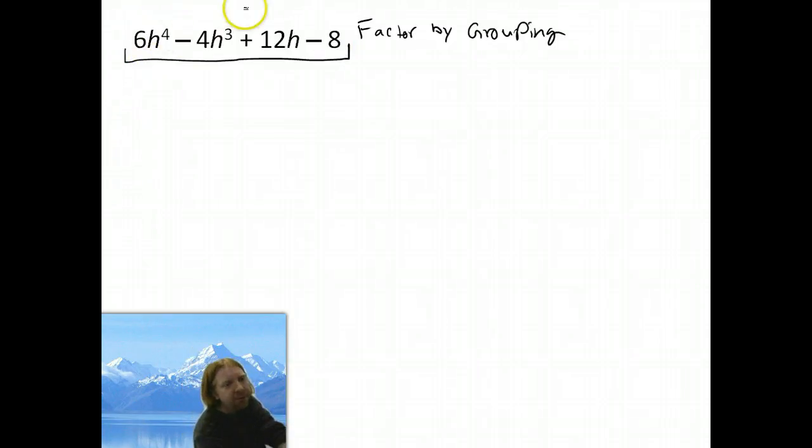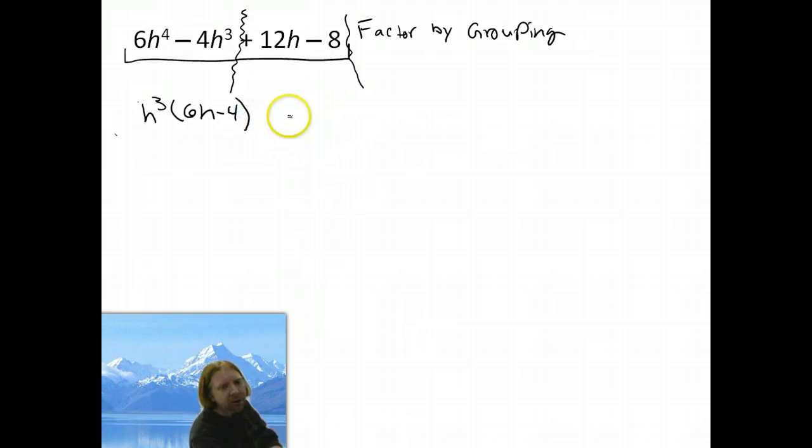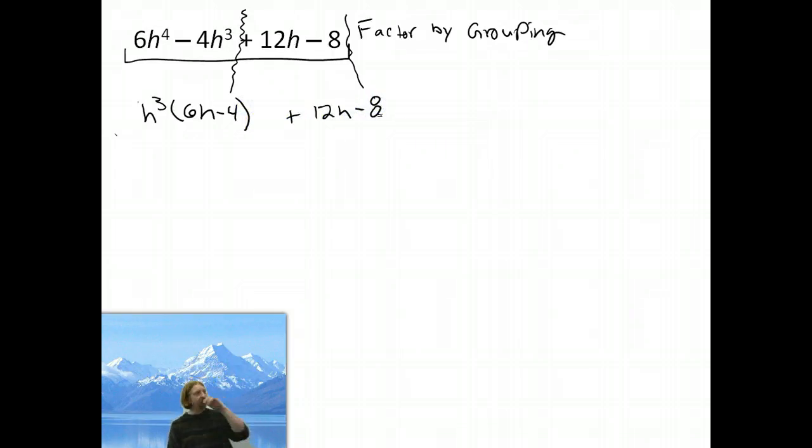I'm going to group it by the first two terms and the second two terms. So in this first pair of terms, 6h to the fourth minus 4h to the third, what can I factor out of that group? H plus h to the third, all right? That leaves me 6h minus 4. Now I'm going to write the rest of the other group down, even though I'm not playing with it. And this is also why when I talked about factoring, I made a big deal about don't lose those initial factors when you pull stuff out, because they're important here now.